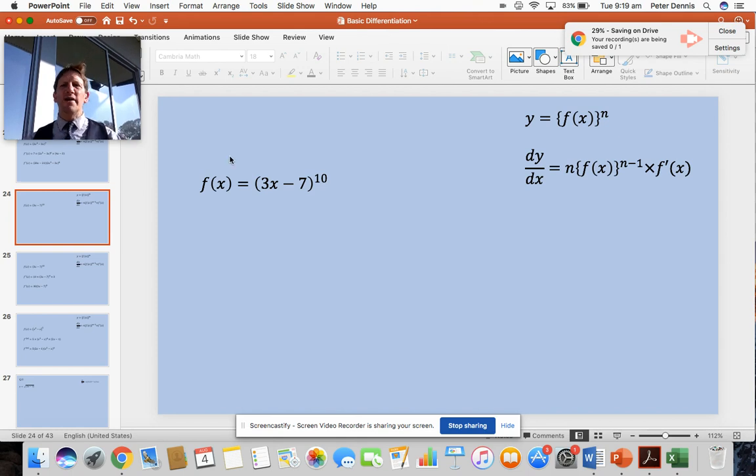Okay, here's the chain rule. The chain rule, we notice it's the bracket rule, if you want to think of it that way. Whenever you see brackets like this with something to the power, you're going to need to use the chain rule. How do we look at the chain rule?